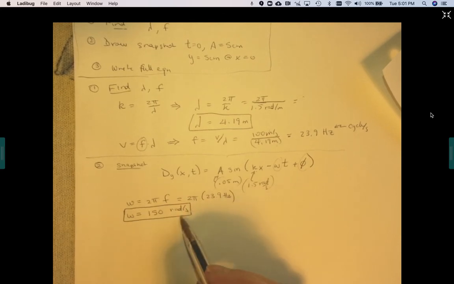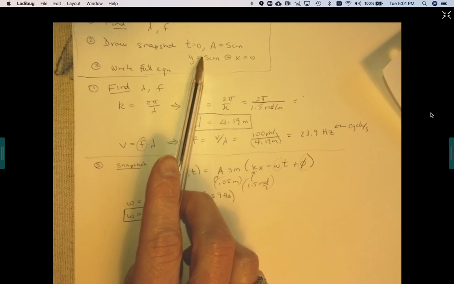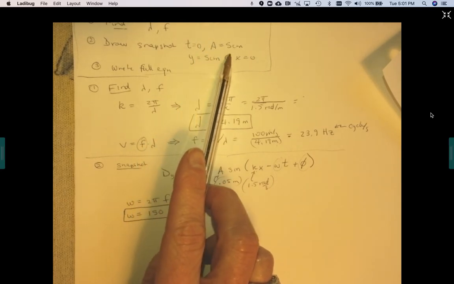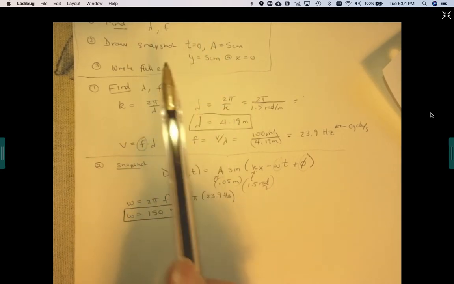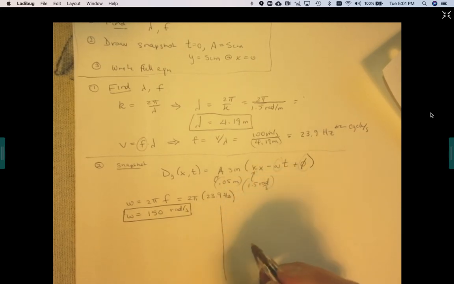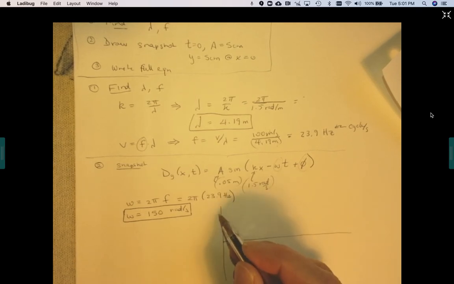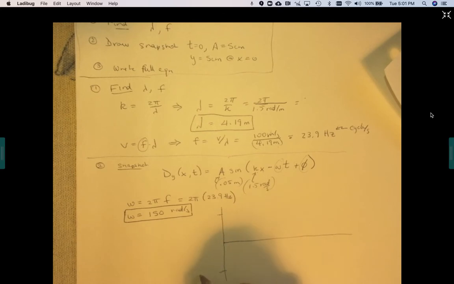Okay, so now we need to find phi, using the initial conditions that we were given. So at t equals 0, given the amplitude is 5, y equals 5, and x equals 0. So let's sketch out what that looks like. Okay, so our amplitude is going to be 0.05 meters.